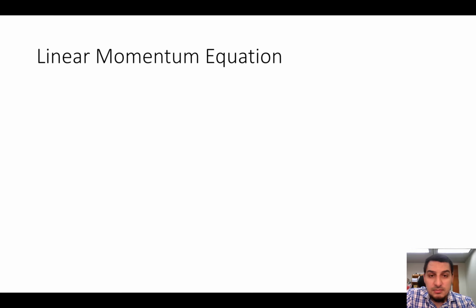Hello, everybody. We are going now to start the discussion on the conservation of energy equation. And as we mentioned before, it can be written in forms of Newton's law, which is sigma force equals ma, or we can write it in the form of the linear momentum equation or conservation of momentum, which is another form of the same equation.